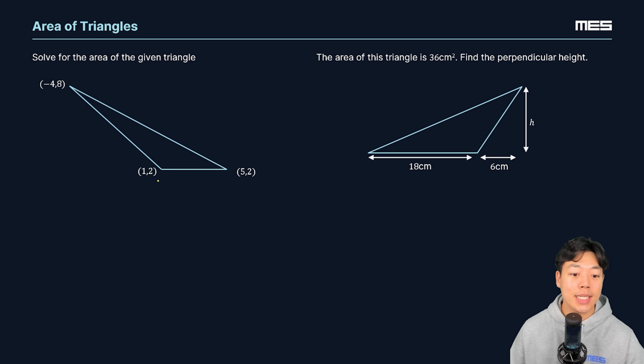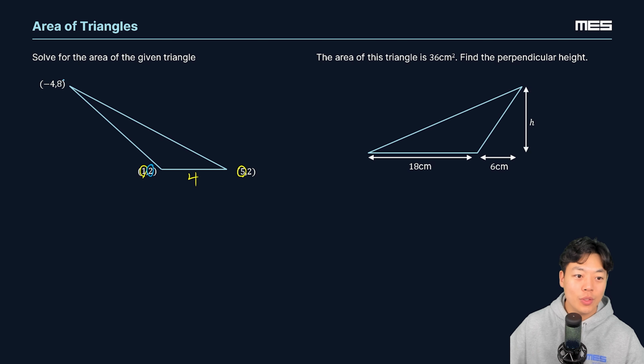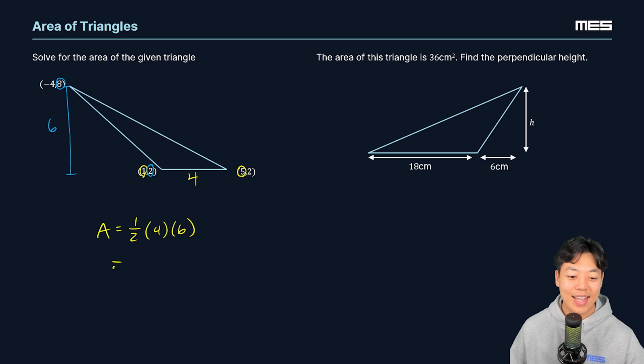So the base here, we'll be looking at the x values. 1 to 5 is just 4. And then now we look at the y values. The y values will give us the height. 2 to 8 gives us a height of 6. So if we were to find our area here, we'll have 1/2 base times height, and that gives us a nice little 12. Area of this triangle is 36 centimeters.